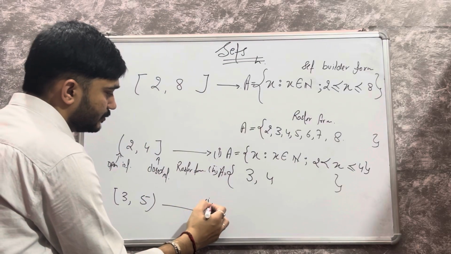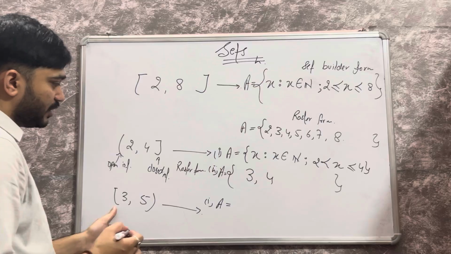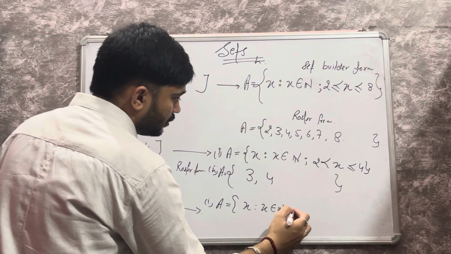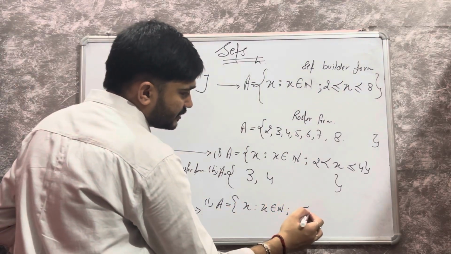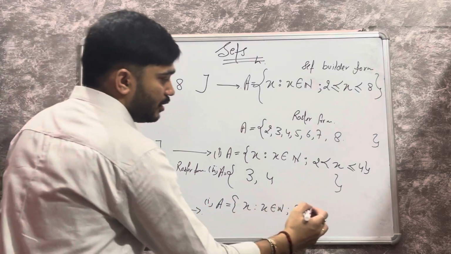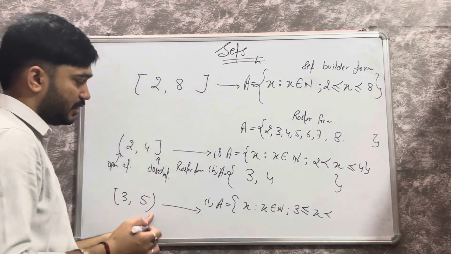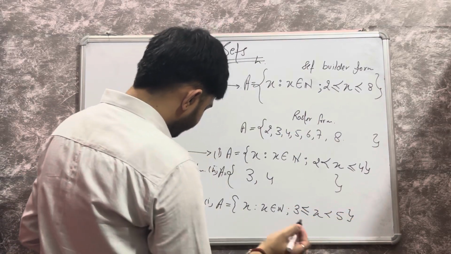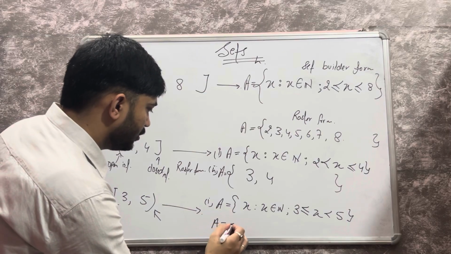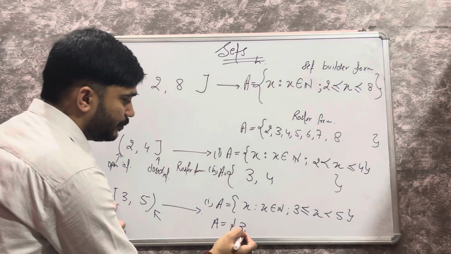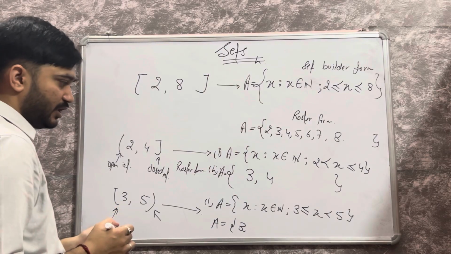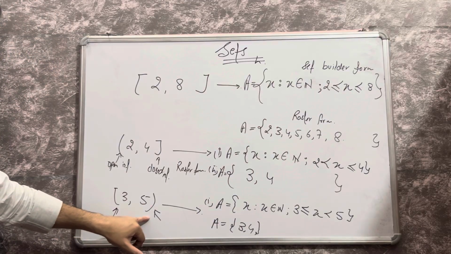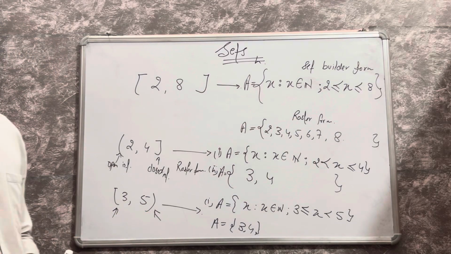Now write A is equal to, in set builder form it will be x comma x belongs to natural number, where 3 is included, so write less than or equal to sign and 3, then x, then less than sign because here it is open, so write 5. And then in roster form it will be 3, because from the left side it is a closed interval, then 4, and 5 shall not be included because on the right side the interval that we are seeing is an open interval. Any doubts?